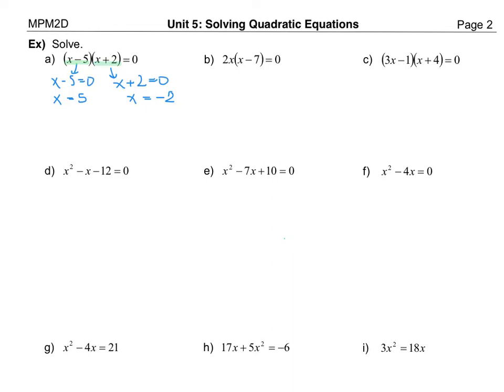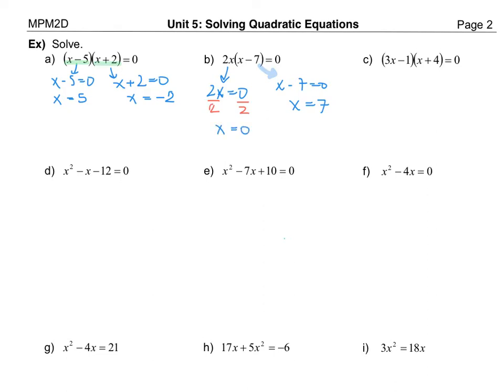For part B, if we try that again, we've got x take away 7 equaling 0. And that means x equals 7. And for the other one, we have 2x equals 0. Divide both sides by 2, and we get x equals 0 there.